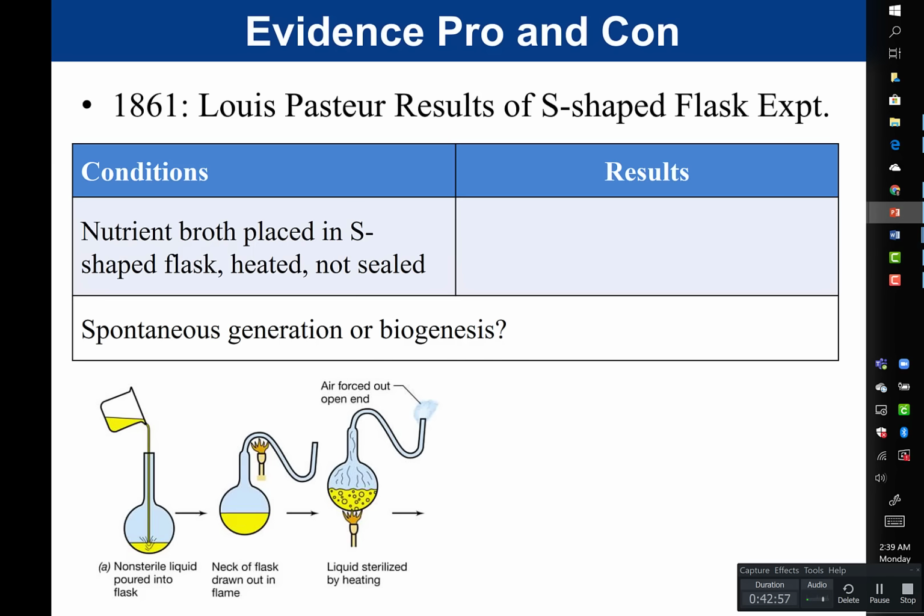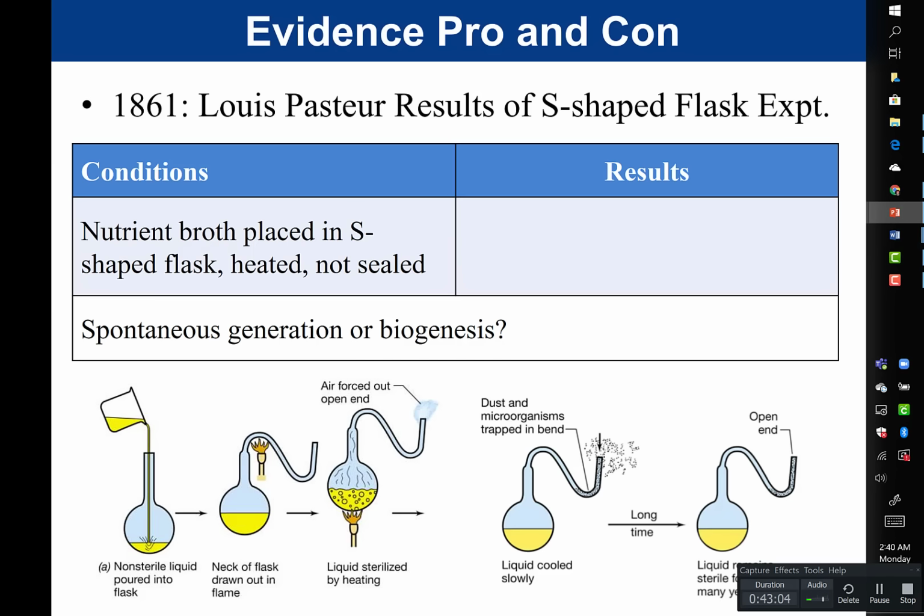Air can still get in. So would you expect to see growth? And the answer is that he did not see growth, right? That's because the dust and the microbes got trapped in the neck of the flask where it bent, and it never was able to get up and into the broth, and so therefore it didn't grow. And so even when these flasks sat for many, many years, still nothing grew.